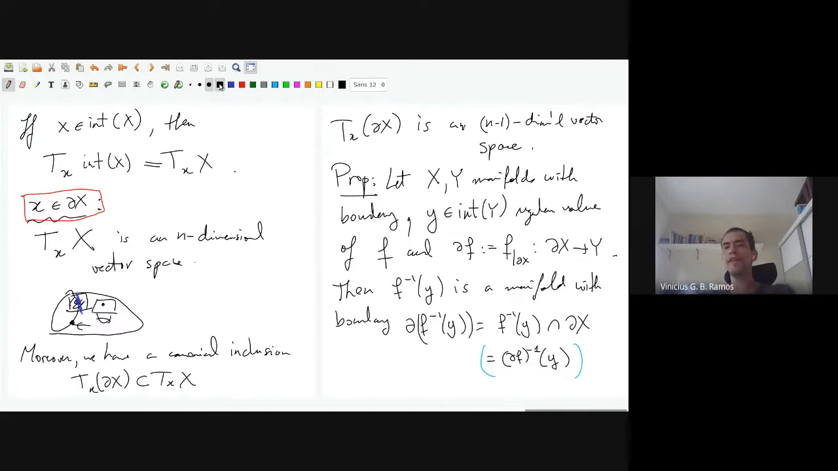So, there are a couple of things to notice. One of them is you have to take a regular value in the interior of y. If you take a regular value on the boundary of y, then it is not true that the preimage is going to be a manifold with boundary. So, that's kind of the first thing. I can give you an example. Actually, maybe we should give an example before the proof.